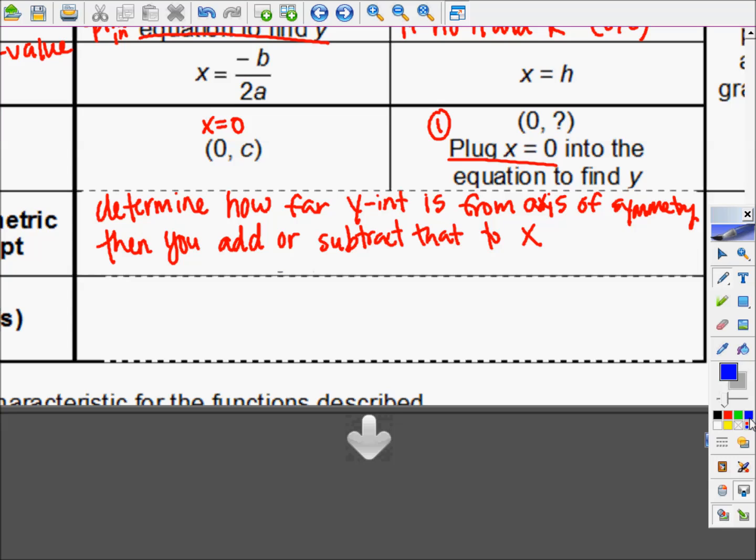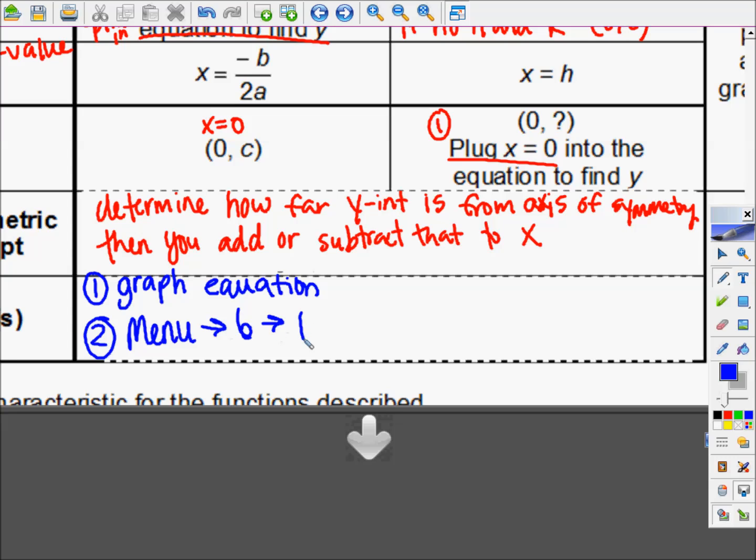Alright, so because we use TI Inspire CXs, our steps are: first, leave room and graph the equation. Second, you're going to press menu, 7. It's not 6, 1. When you press menu 6 1, what number are you looking for? 4. It's somewhere around here.